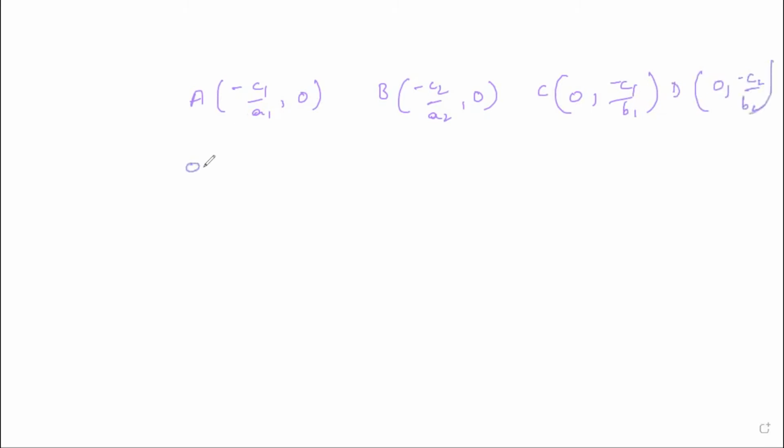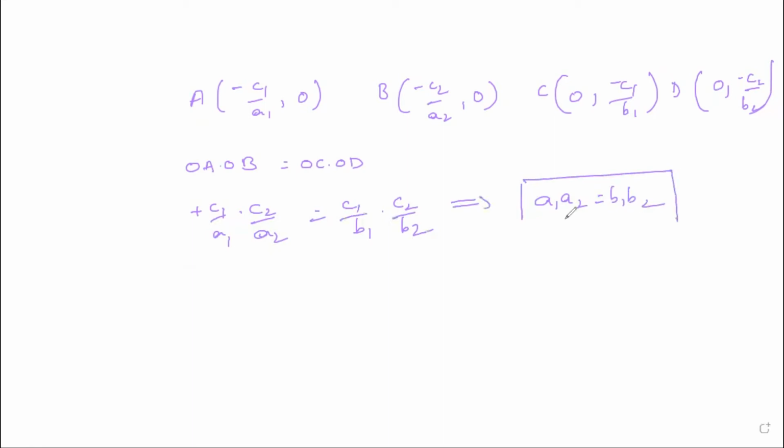According to the condition which we derived, OA into OB is equal to OC into OD. So we can write the distances as C1 by A1 into C2 by A2 is equal to C1 by B1 into C2 by B2. This can be written as A1 A2 is equal to B1 B2. So this is another way to express the condition.